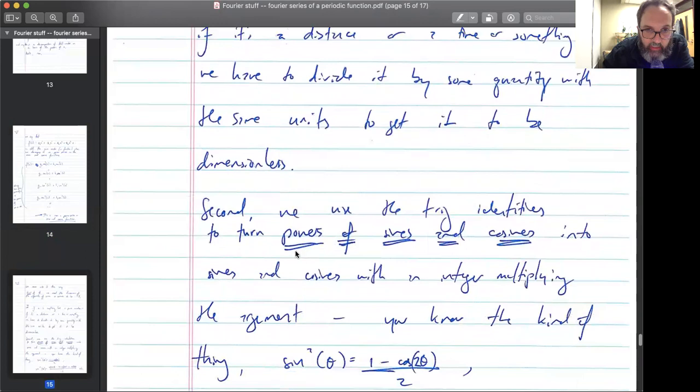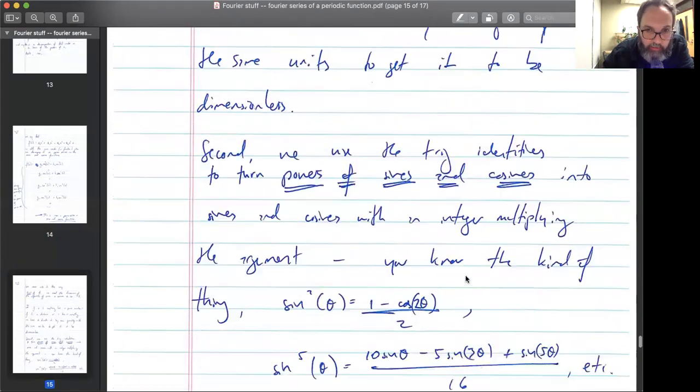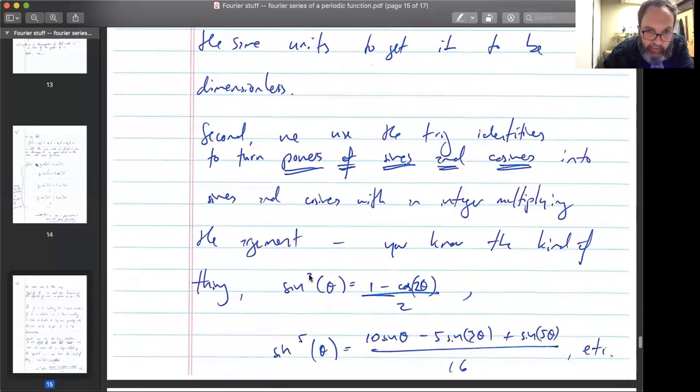Okay, the second thing, we're going to turn those powers of sines and cosines into sines and cosines to the first power, but with an integer multiplying the argument. So you've seen stuff like this. Sine to the second power of theta is 1 minus cosine 2 theta divided by 2. This is one you use enough that by the time you're a second year in grad school, you'll know that one. It just shows up so much in your homework.